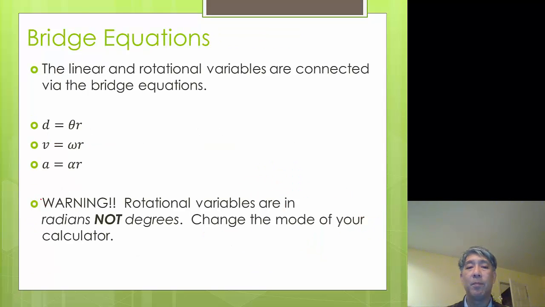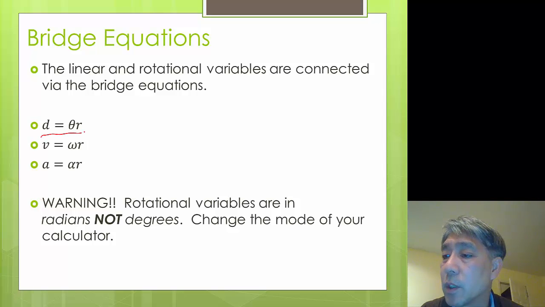How do I get back and forth from the linear to the rotational variables? There are 3 bridge equations, and they're all pretty much the same. Using the various letters, displacement is equal to theta r, velocity is equal to omega r, acceleration is equal to alpha r. If you think about it, this is just basically the circumference equation. There are 2 pi radians in a circle, so if I wanted to know what the circumference is, I just multiply 2 pi times the radius. And that's where this equation comes in. All of the other equations pretty much follow from there.